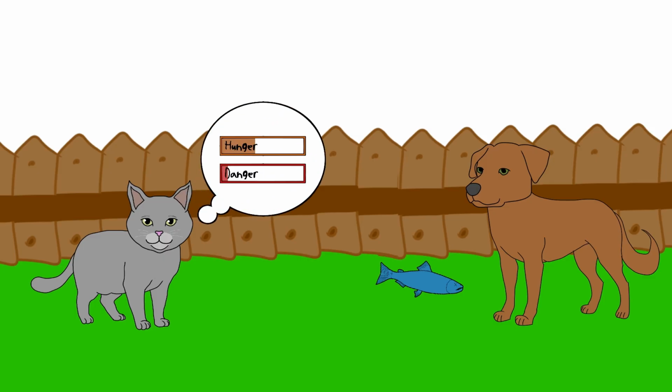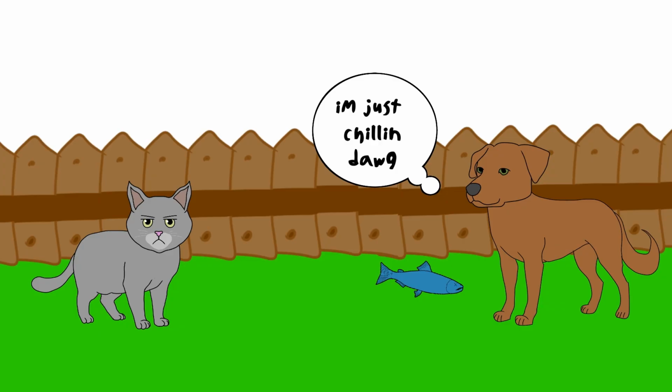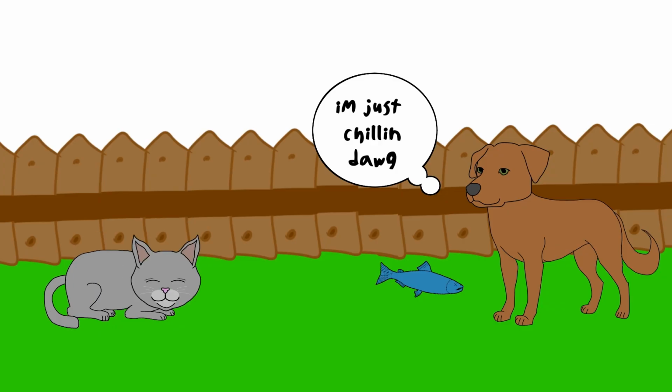Next situation. Cat wakes up. Dog standing near food. Danger increased. Cat hunger is low. Danger is high. Cat thinks. If hunger bigger than danger, cat eats, but the hunger is lower than danger. Cat does not eat. Cat goes back to sleep. Same if logic, just comparing values.